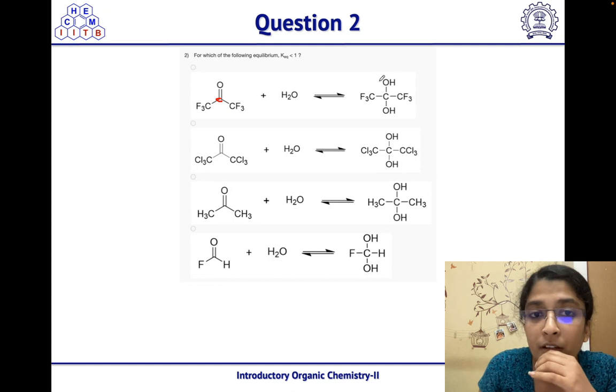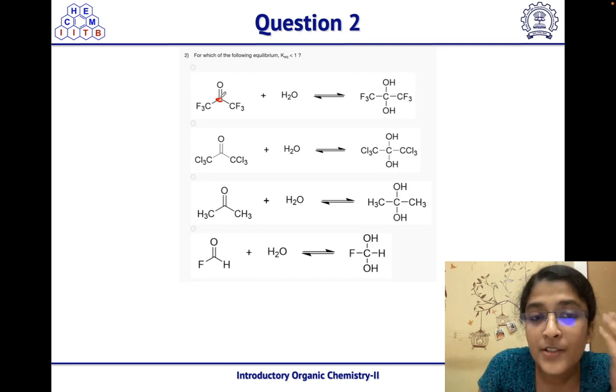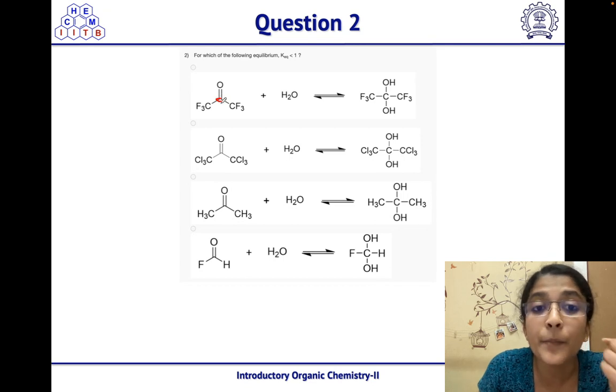Ma'am, once again repeat that, ma'am. Okay. Here we can see this is the carbonyl center where the water molecule will come and attack. This carbon is the electrophilic center. It already has a delta positive charge, and if some electron withdrawing groups are present adjacent to that carbonyl center, they will pull electron density towards them, and because of that this carbonyl center will become more electrophilic in nature. So it can easily react with this water molecule and result in the formation of this product.